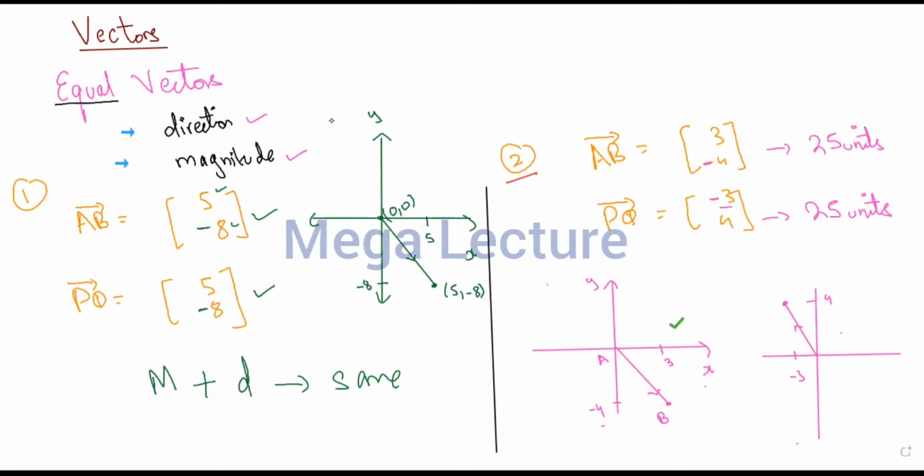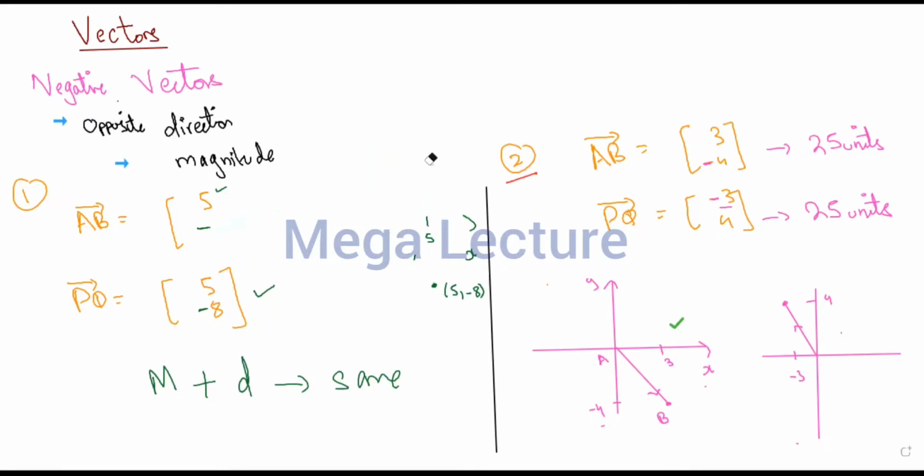Now let's talk about negative vectors. Now, when we say negative vectors, we have opposite direction and the magnitude is the same.